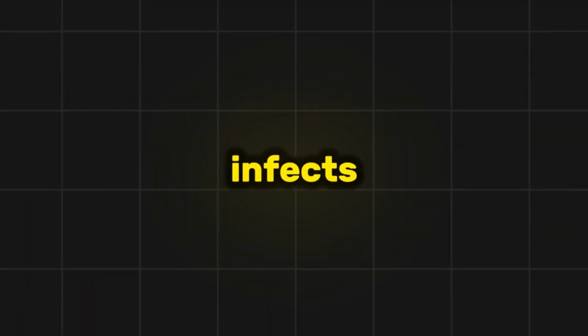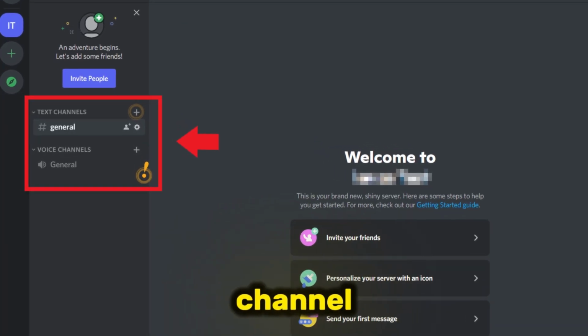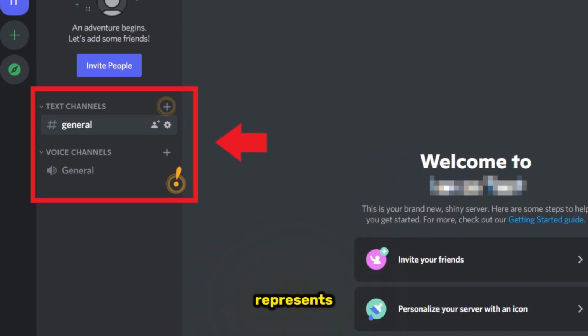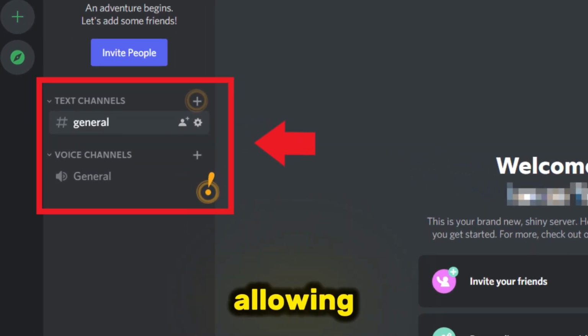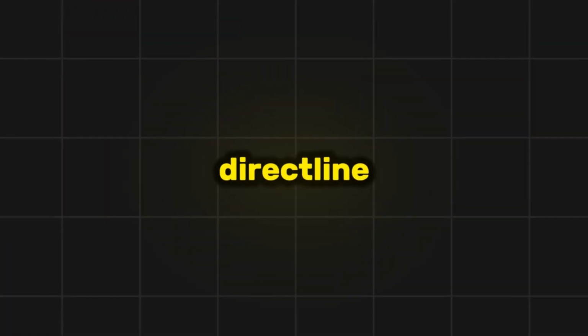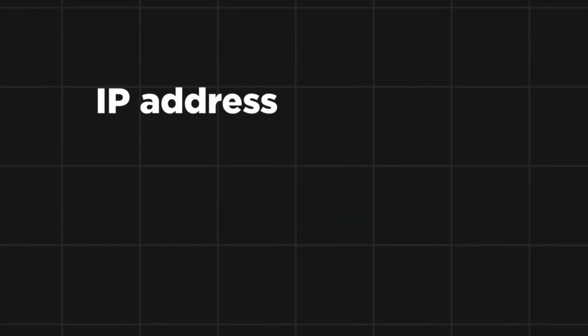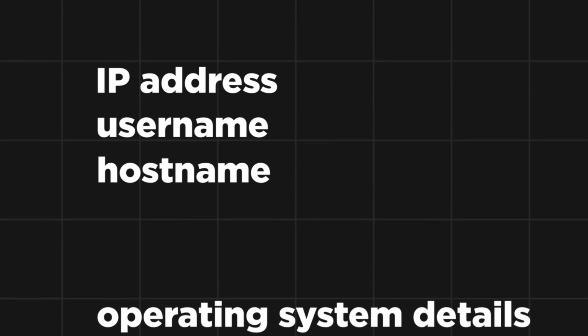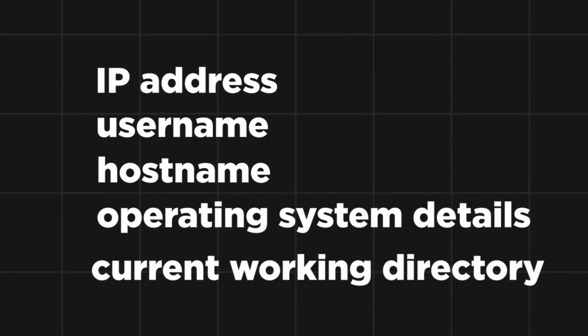When disEmoji infects a system, it creates a dedicated channel on a Discord server. Each channel represents an individual victim, allowing the attackers to interact with every infected system individually. It's like having a direct line to each compromised computer. Upon infection, disEmoji sends a check-in message to its Discord channel. This message contains crucial information about the victim system, including the internal IP address, username, hostname, operating system, and current working directory. Essentially, it's giving the attacker a snapshot of the system they have just compromised.